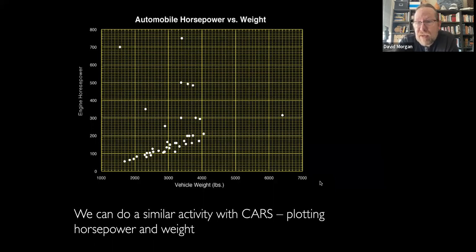And this is a graph I made myself. I went to the 1999 consumer vehicle safety website, and I just took all the data of all the cars that were made that year. And the vertical axis is the horsepower of the engine. And we plot these two quantities on the graph. Each dot represents a car. What do we see when we do this?